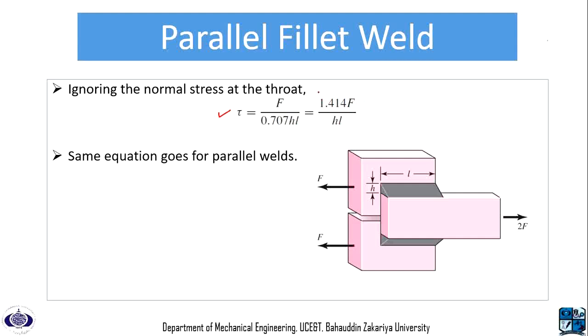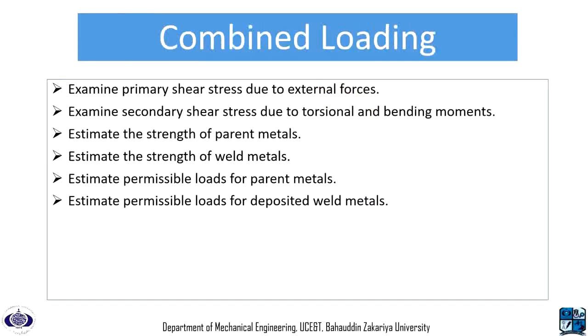The same formula goes for parallel fillet weld. Parallel fillet weld is the one where we have shear stress on both of the planes of a fillet weld. So the same formula goes for a parallel fillet weld as well as for finding the maximum shear stress on a transverse fillet weld. However, to find the maximum stress on a transverse fillet weld, we are going to use von Mises stress. We are now going to talk about fillet welds under combined loading.